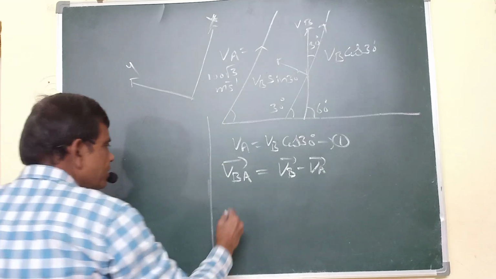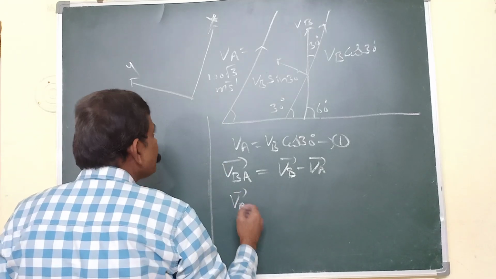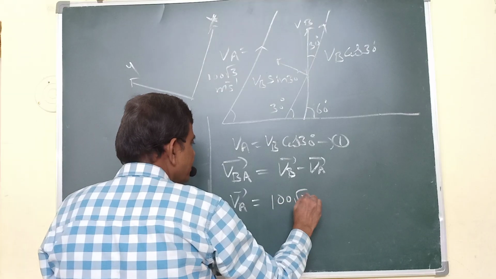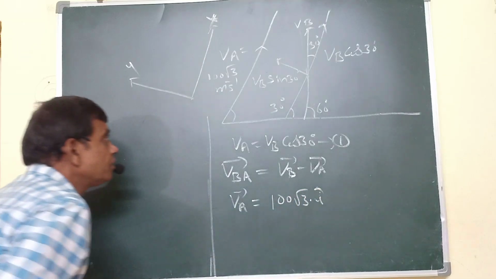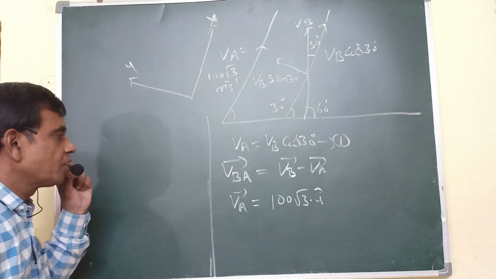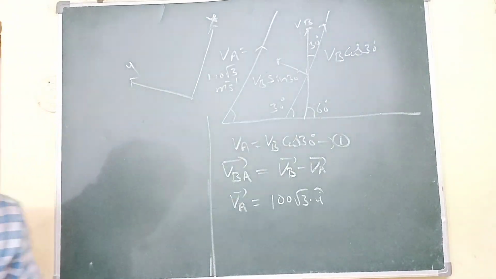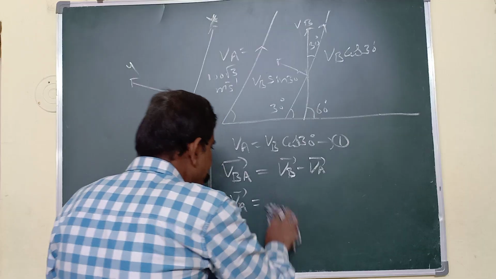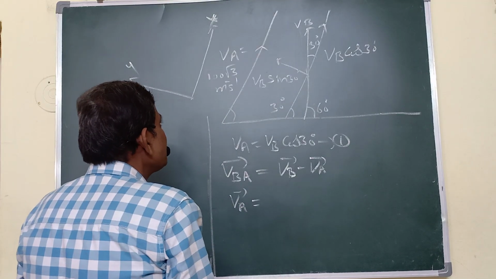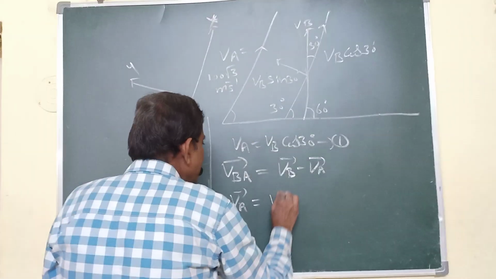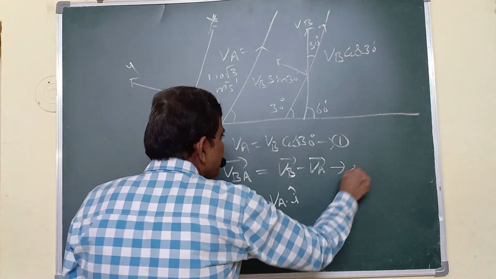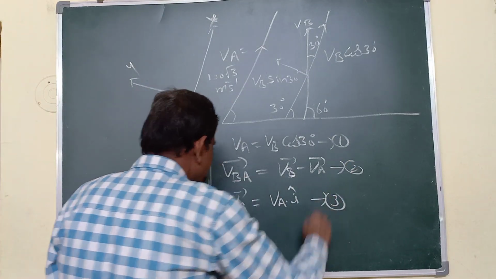What is the VA? VA equals to 100 root 3 into I. VA value came. Otherwise you write VA like that only. Later in the final I am just writing VA only, since it is along x axis. So I am writing VA into I. This you take as the second equation and this you take as the third equation.